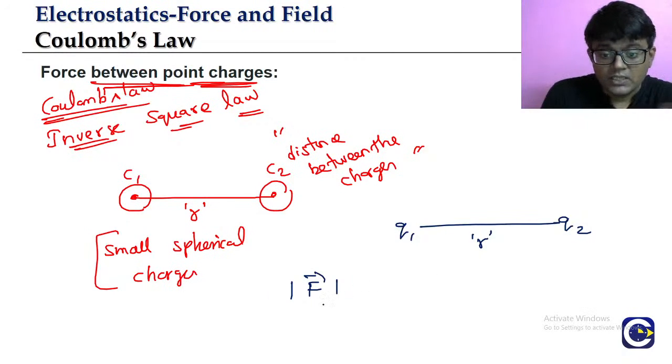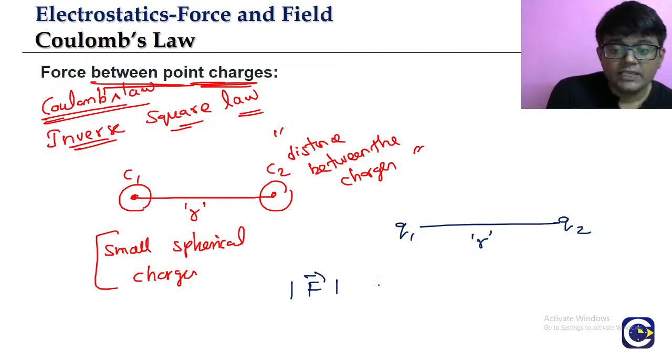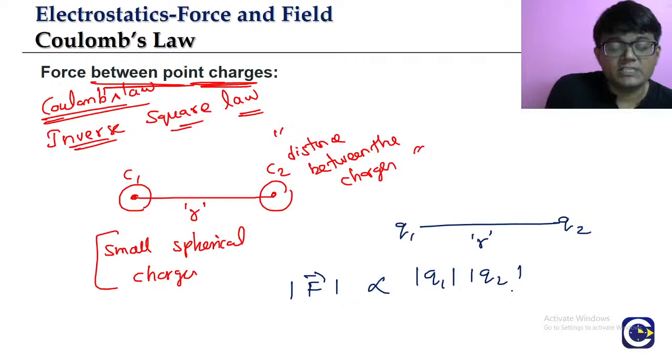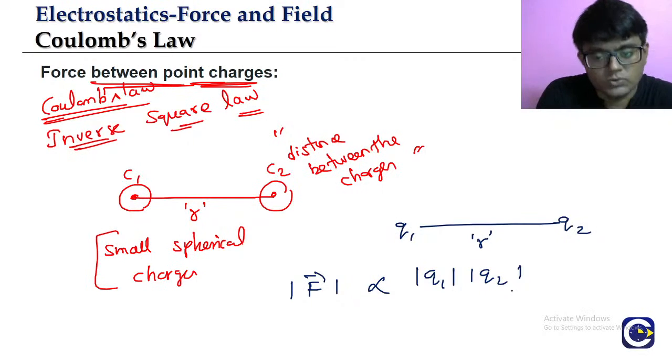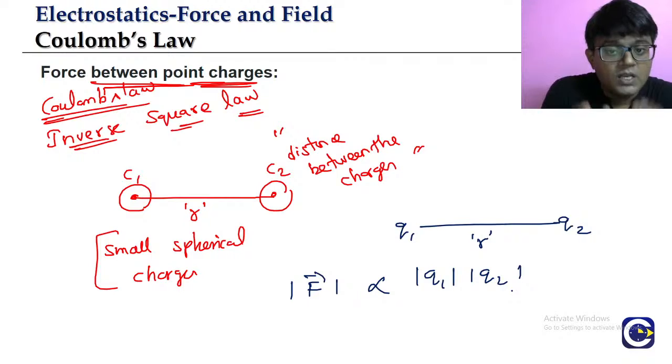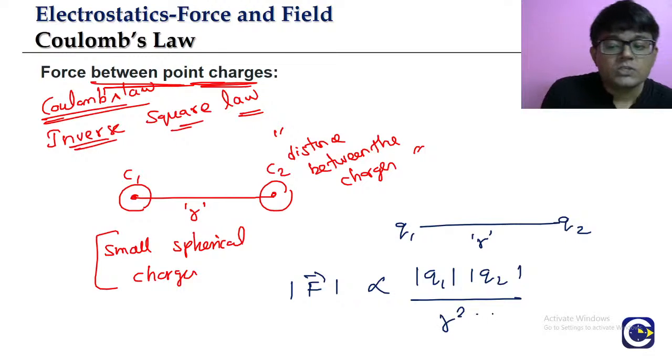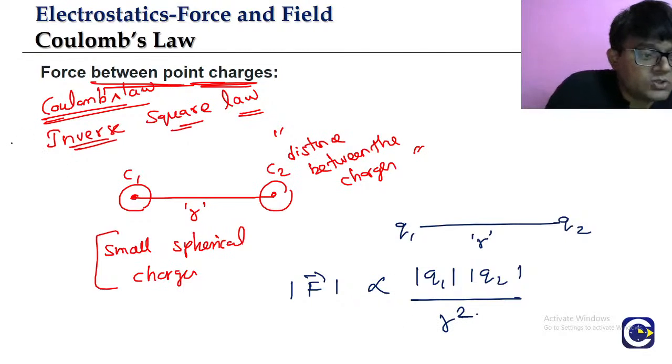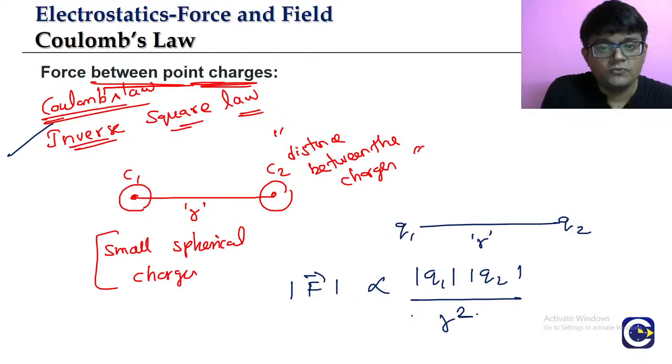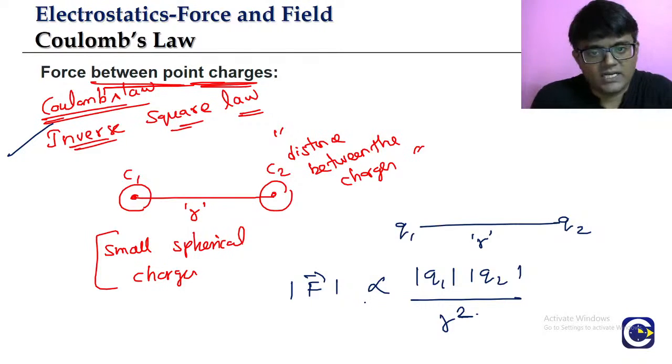The force of attraction or repulsion, we are taking the magnitude of the force, is directly proportional to the product of the magnitudes of the charges and inversely proportional to the square of the distance between them. For that reason we are also calling it the inverse square law.